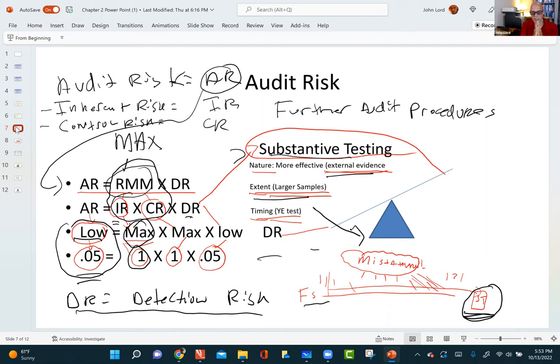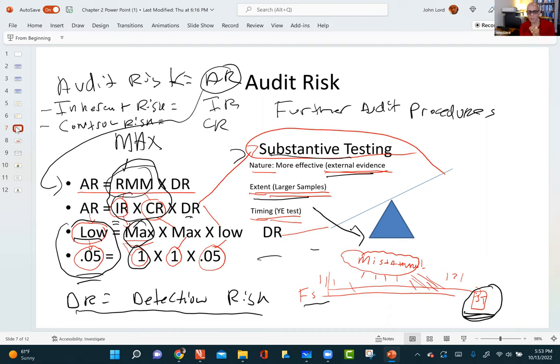And in this example, remember we had the jewelry shop that didn't have very good controls, then what? Then we assess both of those at the maximum, since we want our audit risk to be low. And I put a 0.05 audit risk here, indicating that that's a low. I only want a 5% chance that I will incorrectly give what? An unqualified, unmodified opinion, when in fact I should have qualified or adverse or something like that, right? Okay, so I want a low chance of that.